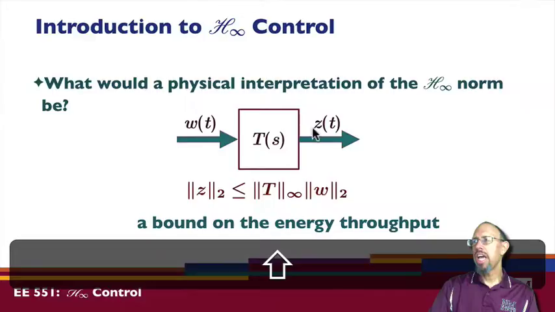So what is a physical interpretation? Again, given a system, T, that is a function of some controller, for example, with input W, a disturbance or noise or whatever signal that would be undesirable entering our system, and output Z being the output that we want to keep small with respect to such disturbances, then the H-infinity norm satisfies this inequality. The energy of the output is less than or equal to the H-infinity norm times the energy of the input. So the H-infinity norm provides a bound on the energy throughput of the system.